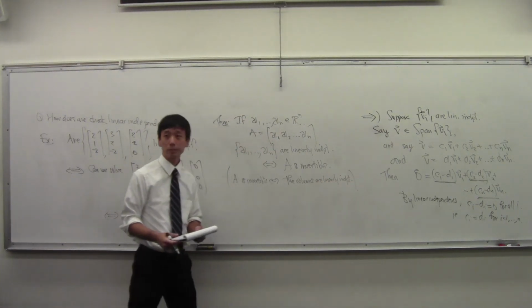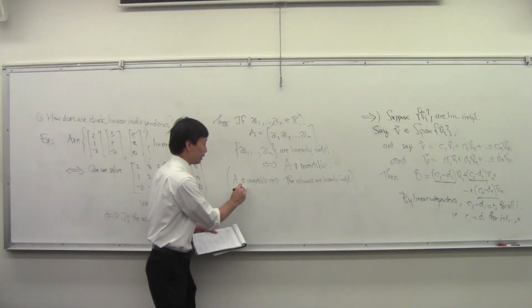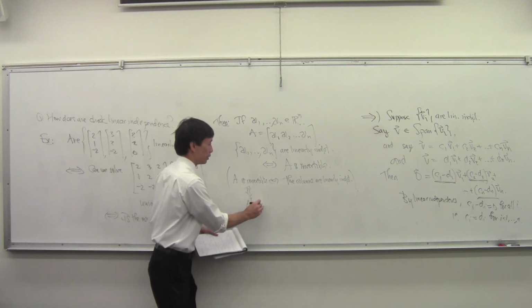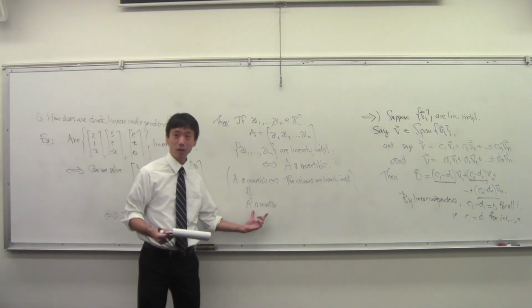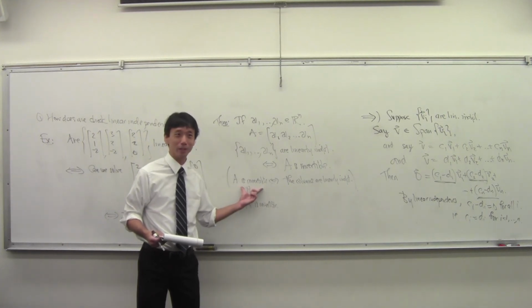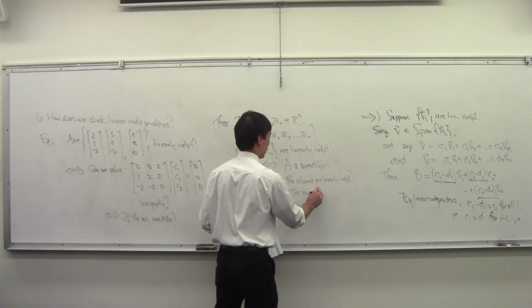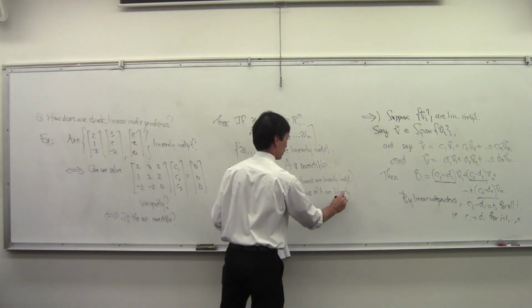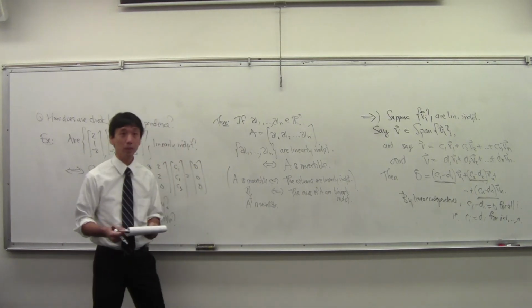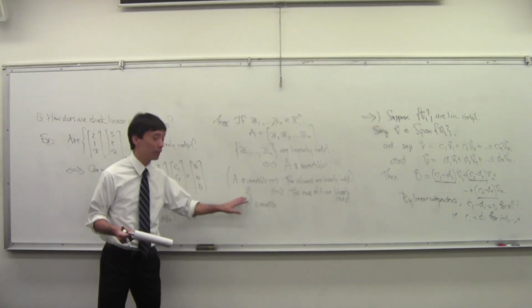But remember that A is invertible if and only if A transpose is invertible. But that means that the columns of A transpose are linearly independent. In other words, the rows of A are linearly independent. Okay? So we could also characterize this as the rows of A are linearly independent. So we're just giving more ways of thinking about what independence means and what invertibility means.